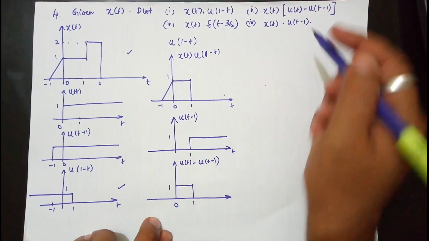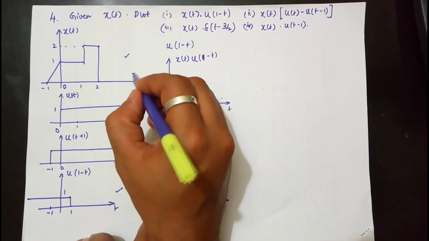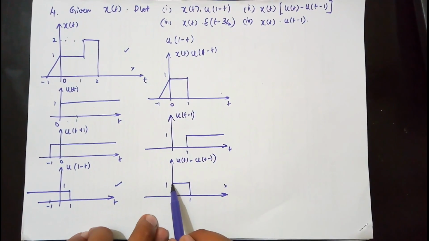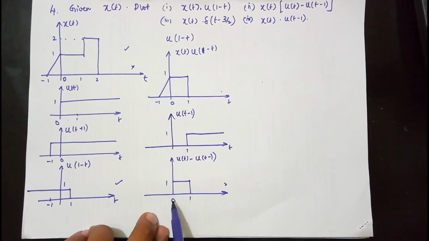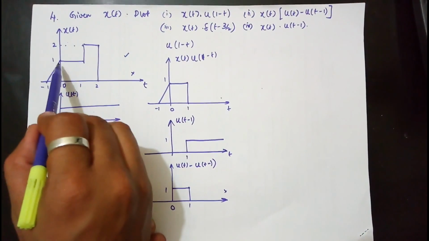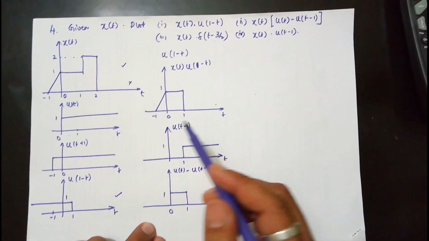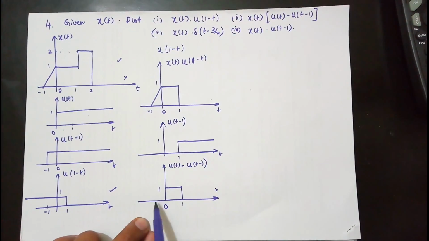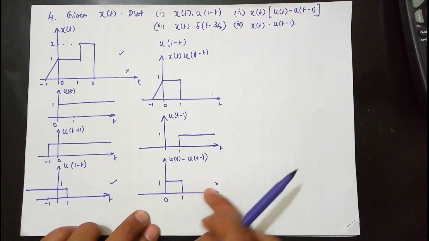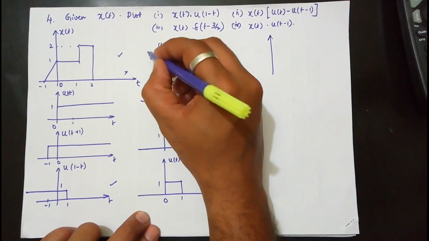Now if I multiply, what you have here is x of t, this waveform, multiplied by this. I am multiplying a waveform of amplitude 1 which extends between 0 to 1. So what is the waveform which is present between 0 to 1? That is this waveform. So that will be replicated here as the product, whereas to the left of u of t minus 1 we have 0, here also we have 0. So any waveform multiplied by 0 will be 0. This was for the second waveform.